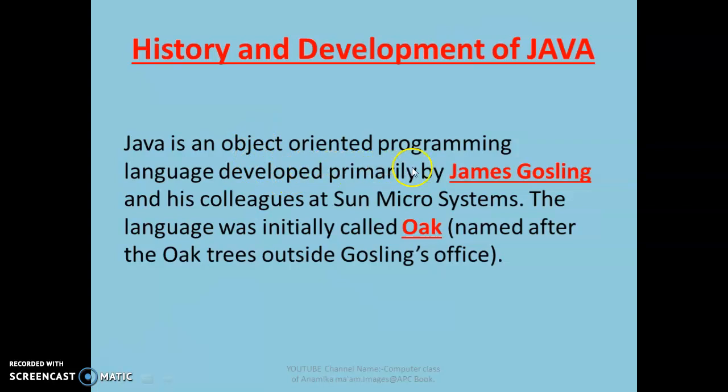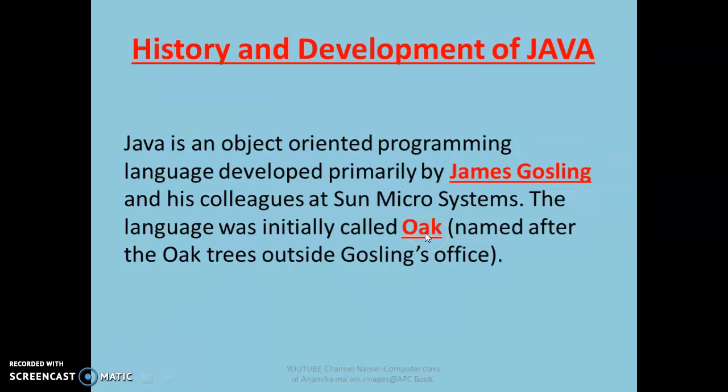Java was developed primarily by James Gosling and his colleague at Sun Microsystems. Sun Microsystems is a company name. James Gosling has been associated with Sun Microsystems and developed the Java programming language in 1991. The language was initially called Oak.